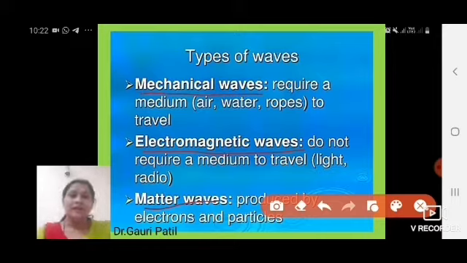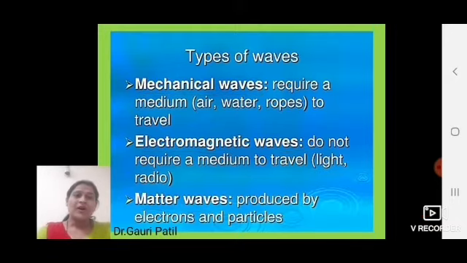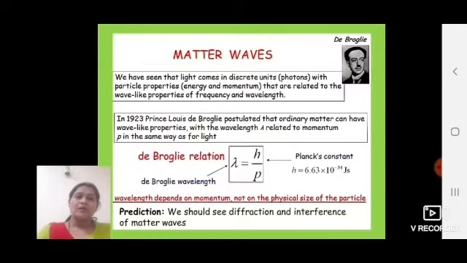Then the third and main type of wave is the matter wave, which we will discuss in today's lecture. These matter waves are produced by electrons and particles. So students, all these are the types of waves, and out of these we will discuss matter waves.